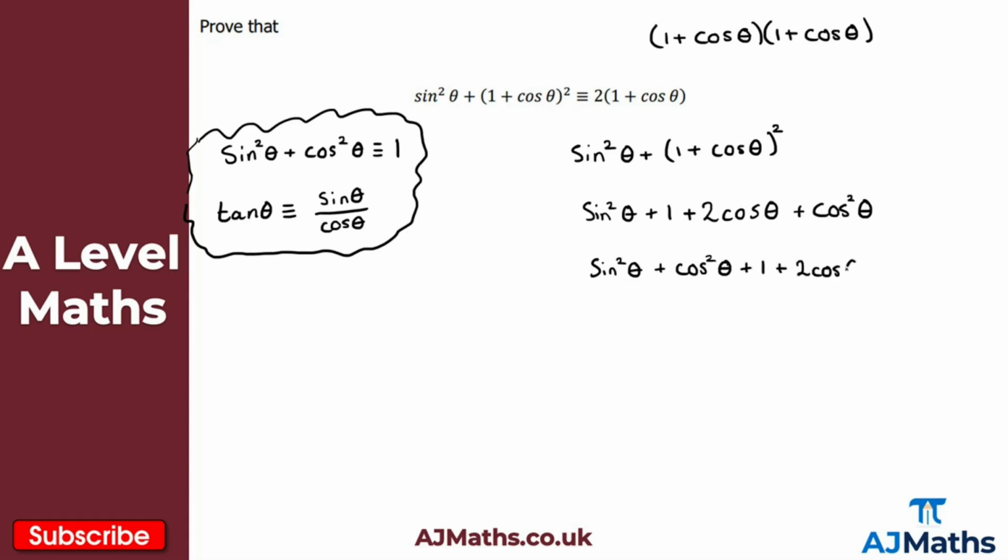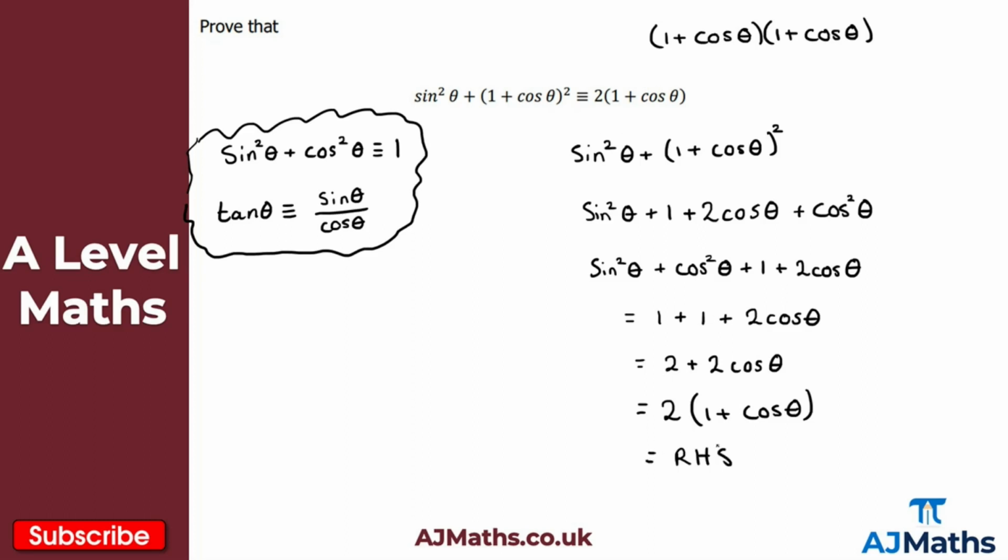So from here, like we said, this part is identical to 1. So what I've got now is 1 plus 1 plus 2 cos theta. Well, 1 plus 1 is 2, so I've got 2 plus 2 cos theta. And what I can do now is factor this 2 out, like they've got. So I've got 2 lots of (1 plus cos theta), which is equal to the right-hand side. And then our proof is complete.